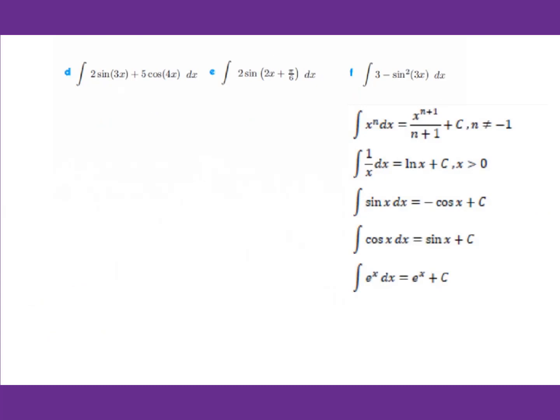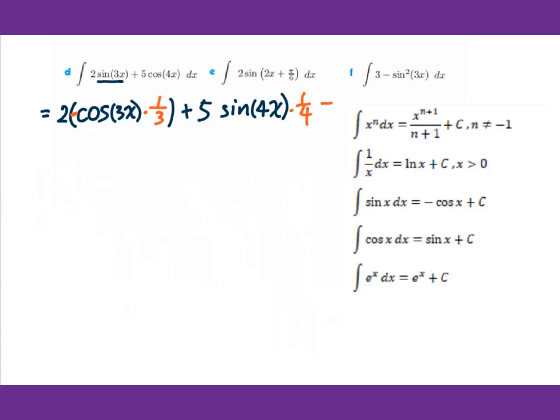Now let's go to d. If it's a coefficient, you can take out. For this one, that will be negative cosine 3x. Don't forget times 1 over a, that's 1 over 3. Here you have negative sign. Then plus 5 sine 4x. Then multiply by 1 over 4. Then you plus c.